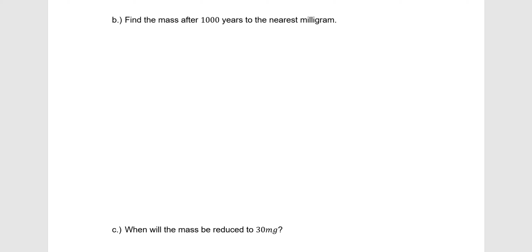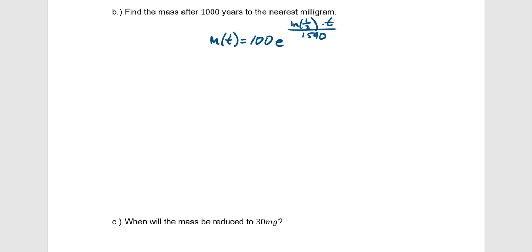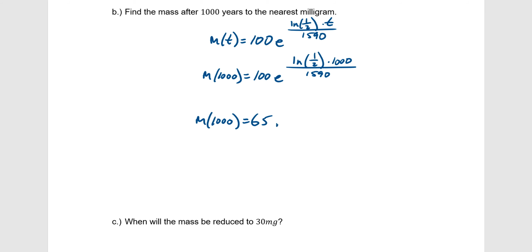We want to find the mass after 1,000 years to the nearest milligram. So first, let's write down the formula. So we're trying to find the mass when time is 1,000. So all we have to do is plug in 1,000 into t and evaluate it. So it's going to be 100 e to the ln of 1/2 times 1,000 all over 1590. And now we should type this in the calculator, and we get about 65 milligrams.